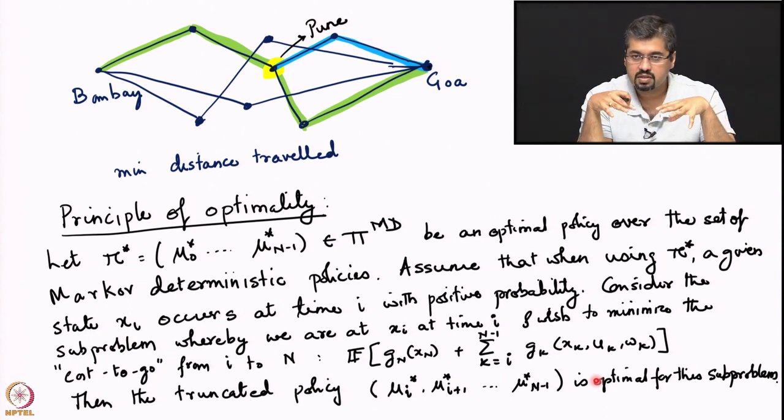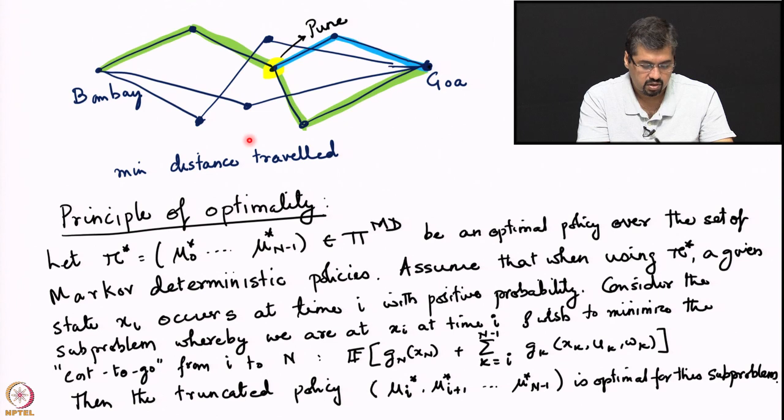So, how is this analogous to what I was telling you about the shortest path problem? The analogy is kind of easy to see here. This intermediate state xi is like your highlighted node, the highlighted node Pune here. What it is basically saying is that your optimal policy pi star is the optimal path that you have chosen. It is the green path that you have chosen, okay.